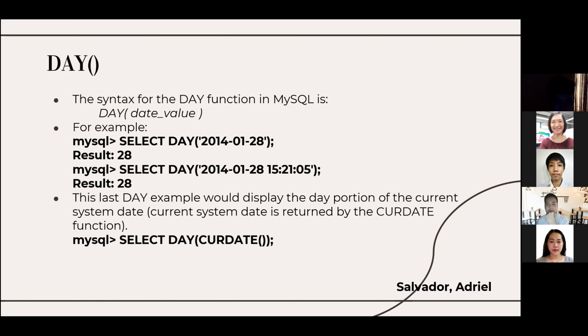The DAY function returns an integer value which represents the day of a month. In this example, SELECT DAY of 2014-01-28, the result is 28, because the MySQL syntax is going to select the day of the inputted date. Next.